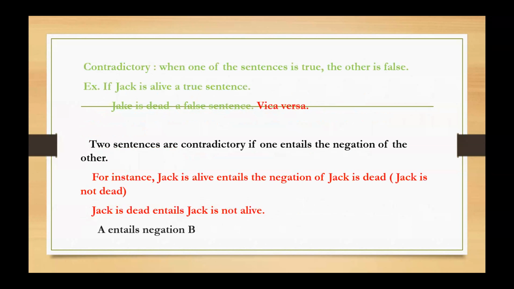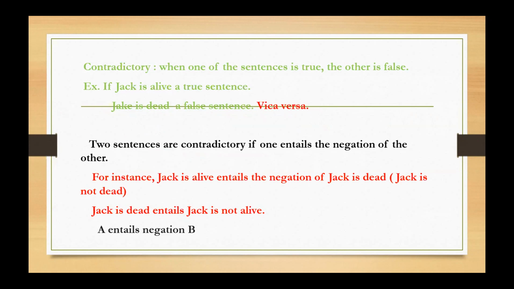Contradictory sentences: when one of the sentences is true, the other is false. For example, if we say Jack is alive is a true sentence, then Jack is dead is a false sentence, and vice versa. So the sentences are contradictory if one is true and the other is false. So how can we entail them?